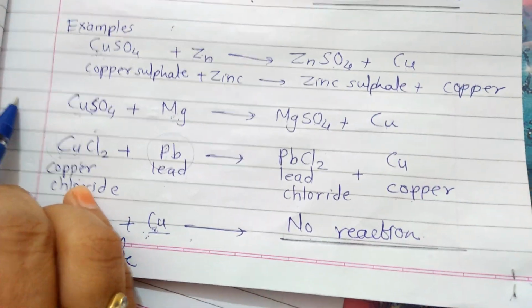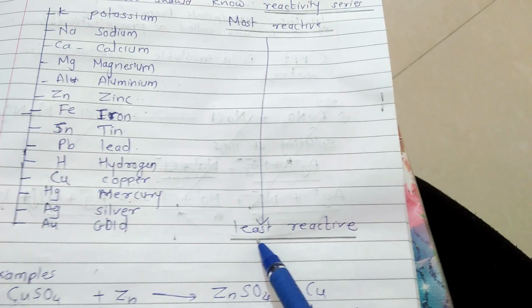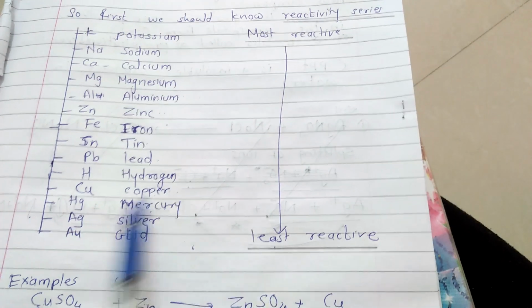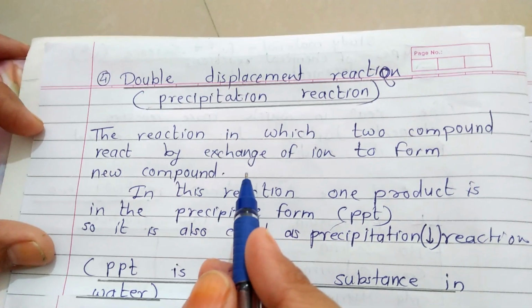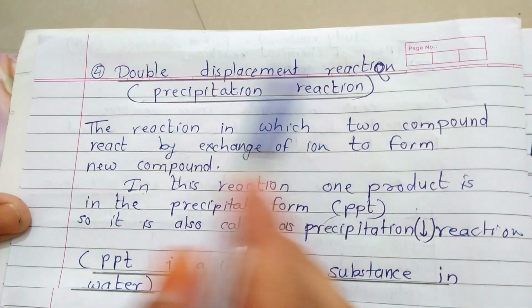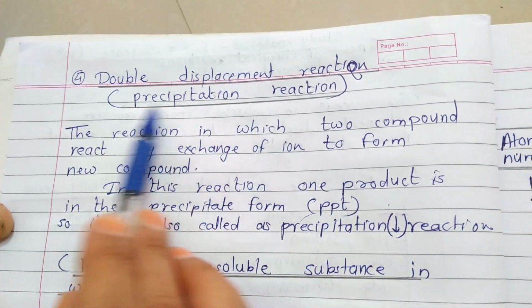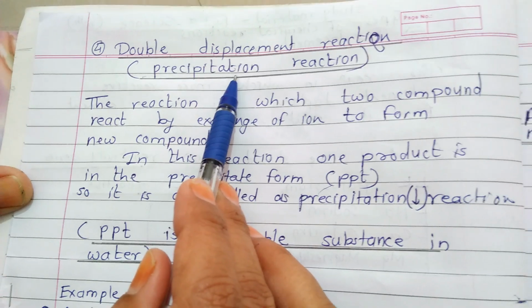So that is about the displacement reaction, where you should know which is more reactive and which is less reactive. You should know the reactivity series, then you can study the displacement reaction. Now we'll proceed to the fourth type of chemical reaction, the double displacement reaction. This is also called the precipitation reaction.